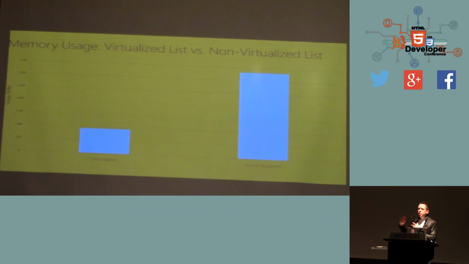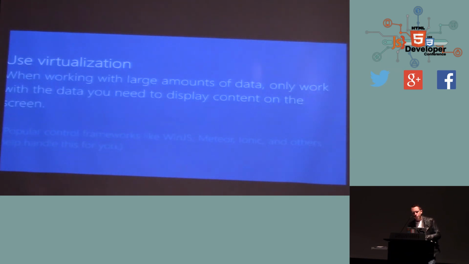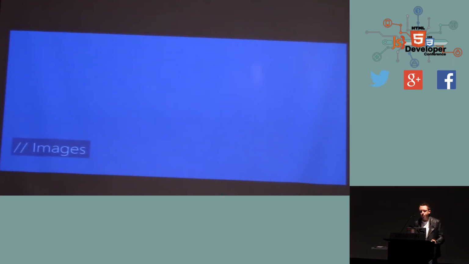I'm going to keep on using memory as a touchstone here because I think it's a good proxy for performance. The virtualized list on the left-hand side uses, what is that, 1/4 of the memory of the non-virtualized list. Again, memory itself is not a representation of performance, but I think it's a good proxy here, and so super helpful. Takeaway, use virtualization. It's your friend.